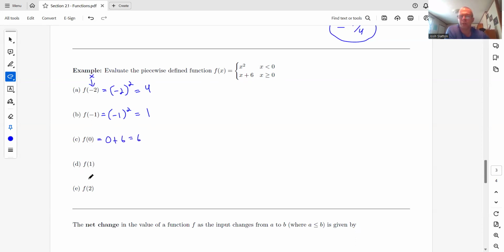And then same thing with these two. 1 is greater than or equal to 0, so 1 plus 6 is 7. And then 2 is greater than or equal to 0, and that would equal 8.